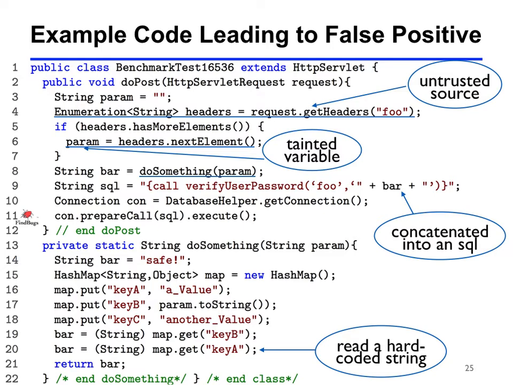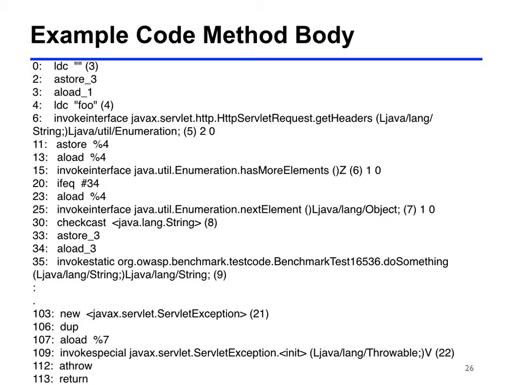Therefore it is safe, so there is no possibility of an SQL injection. But running FindSecBugs for this code, we get an error report that is therefore a false positive. Alright, we get this sequence of Java bytecode instructions for the example program by applying the method body code reduction technique. So all instructions here are in the doPost method, and we have nothing from the doSomething method.